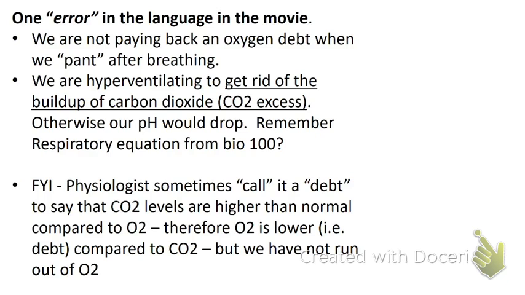But they sometimes use that terminology with oxygen, and they'll say that there's an oxygen debt. And what they mean is that there's more carbon dioxide compared to normal, and therefore the oxygen level is lower compared to the higher than normal CO2, and they'll describe that as an oxygen debt. But make no mistake about it, we have not run out of oxygen. We're just saying that there's less oxygen than normal because the CO2 levels are higher than normal. So the oxygen levels in relationship to the higher CO2, we can say is the debt. But in reality, what's actually going on, I just want to explain it.